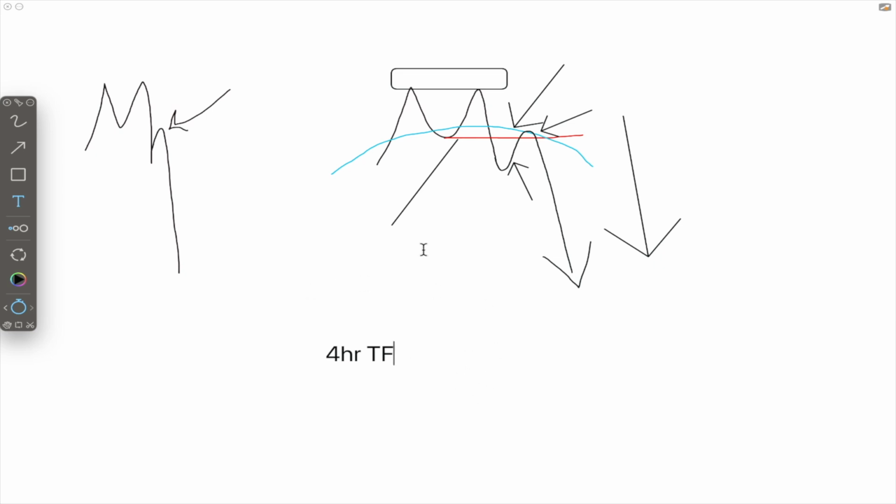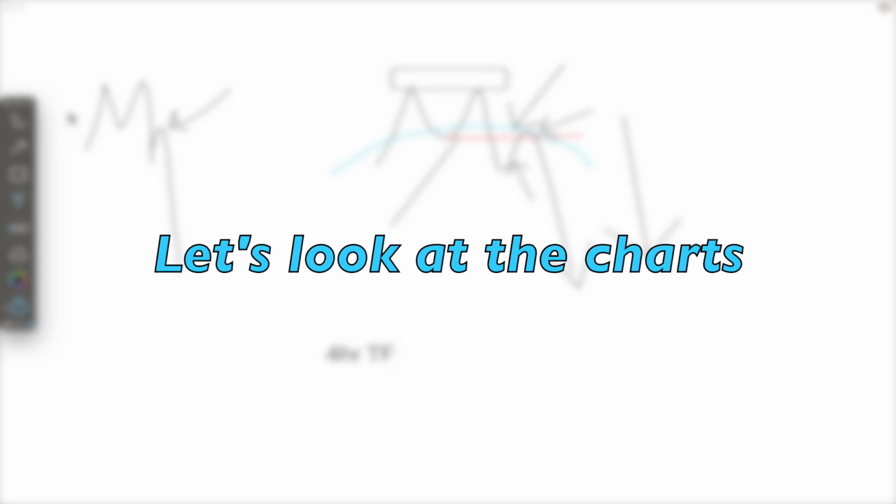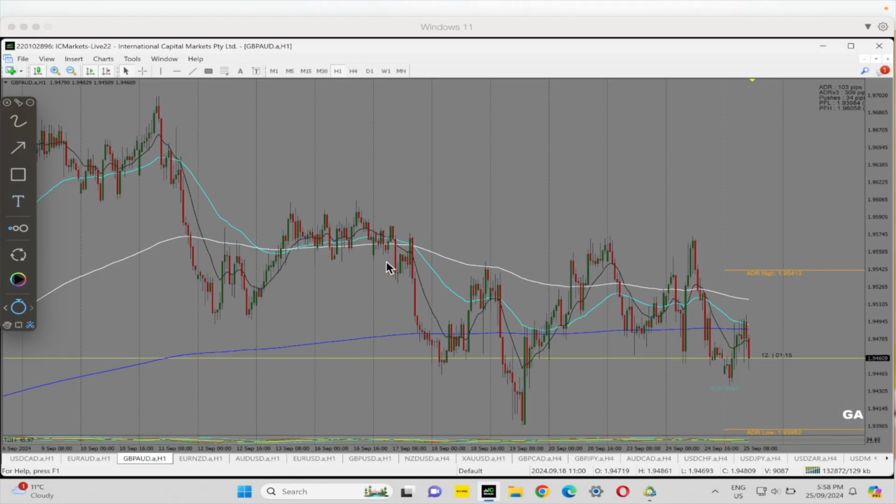Okay, so this is what you need to pay attention to, and please practice this. You'll see this come out, and you can just trade this type of pattern and forget about anything else. All right, now let's get into the charts and see the examples of trades that I traded.